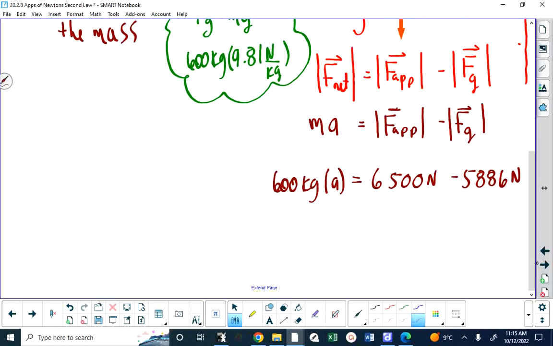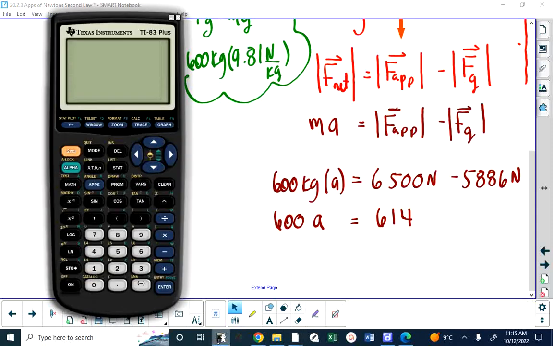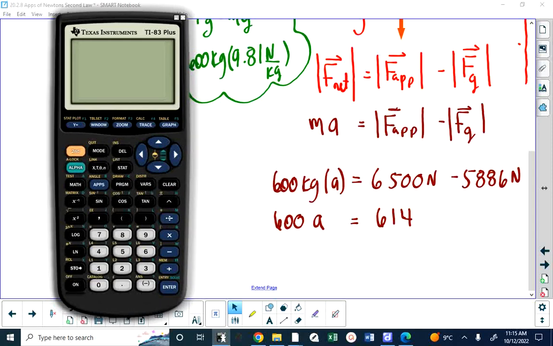Okay. Good now? So we have to subtract these two forces. When you subtract them you get 614 newtons, that's the net force. That's what equals ma. So you have 600 times the acceleration equals 614. So we can divide both sides by 600. About 1.02 meters per second squared. Upward. Now, listen carefully. It's not upward because I get a positive answer. It's upward because when I look at the situation, the upward force is greater.